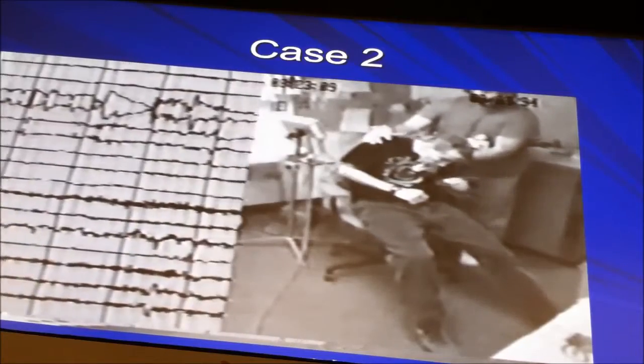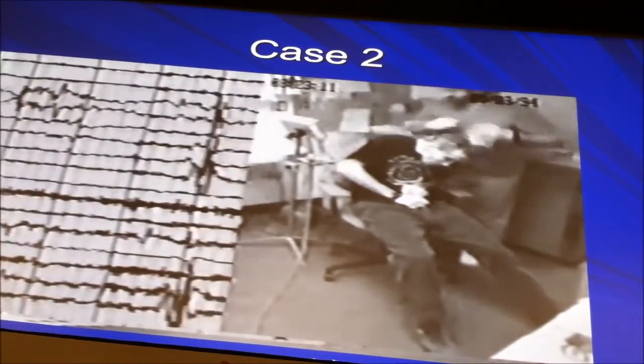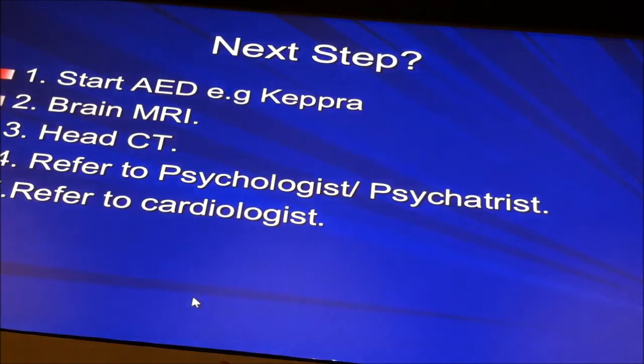Next step, start Keppra. You got the EEG. He was on the EEG when we got the seizure. Brain MRI, CT, refer to a psychologist, psychiatrist, refer to a cardiologist. MRI? Okay. That's it. Could be a pseudo seizure.